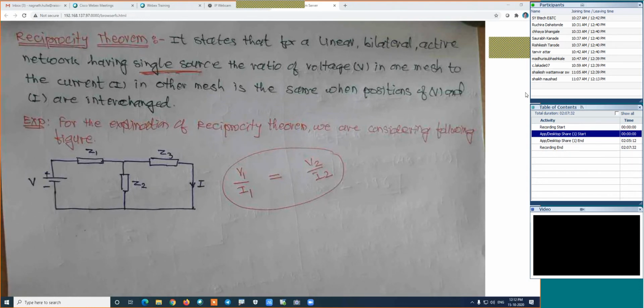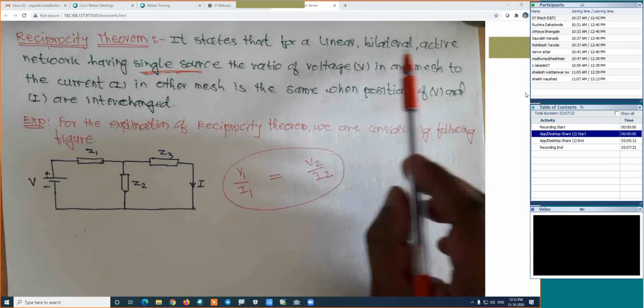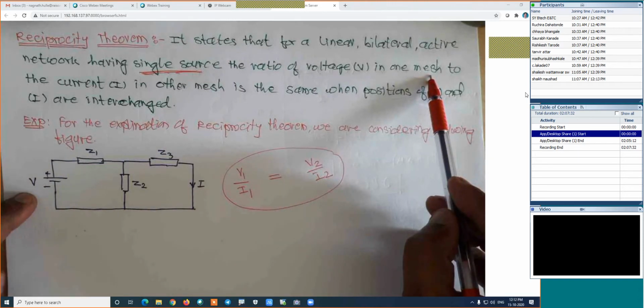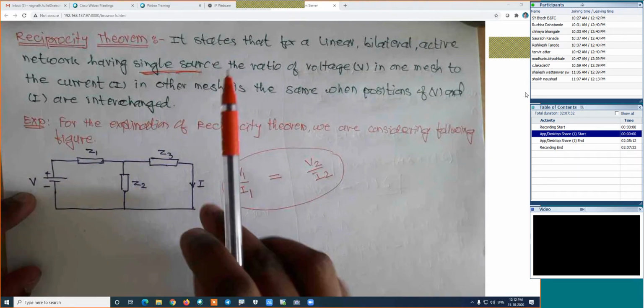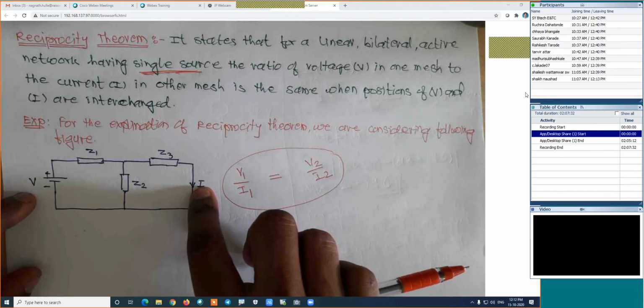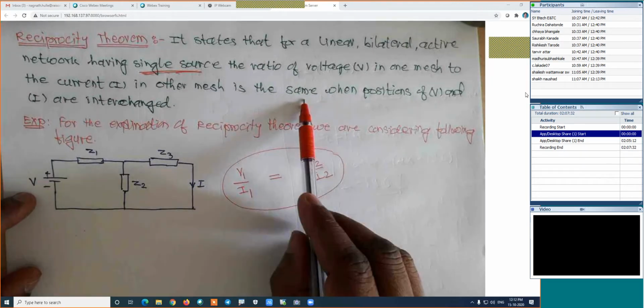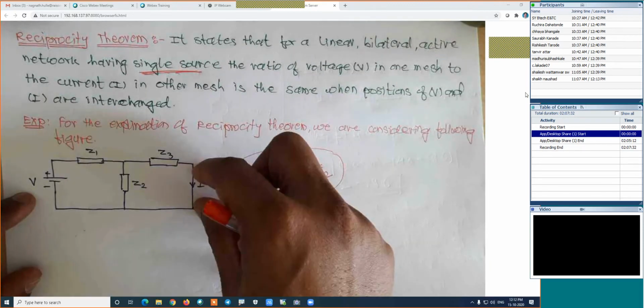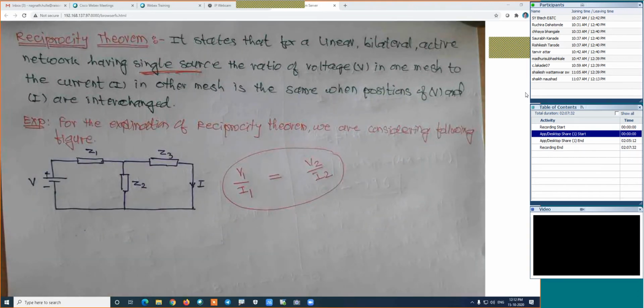I will read out this theorem once again. It states that for a linear bilateral active network having a single source, the ratio of voltage V in one mesh to the current I in other mesh is the same when positions of V and I are interchanged. Means if we are measuring the current here and applying the voltage here, in that case both ratios should be same. That is the meaning of this particular theorem, the reciprocity theorem. Generally we are not using this theorem for any calculation. We will use this theorem for verification purpose. This position change करके हम इसका verification करते हैं.